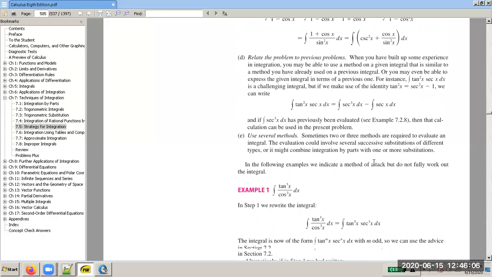Or you did IBP, but it still looks hard. Maybe try a substitution in the integral you got out from IBP. So in other words, don't give up. Many of these are not one-step problems. Many of them are 2, 3, 4-step problems.